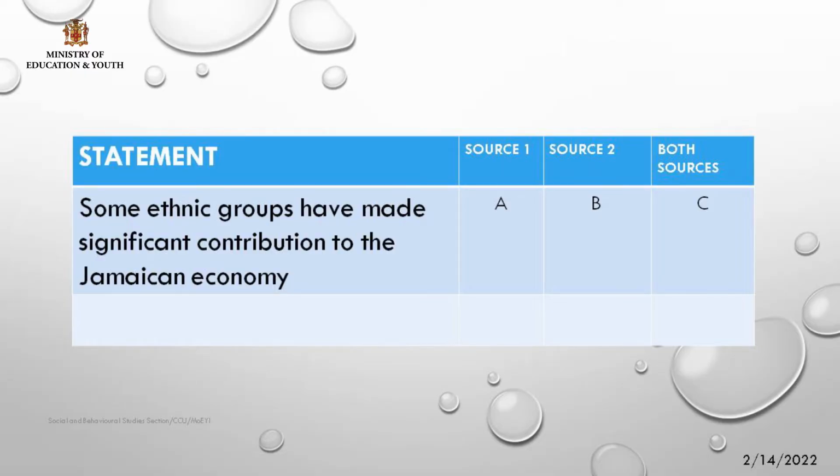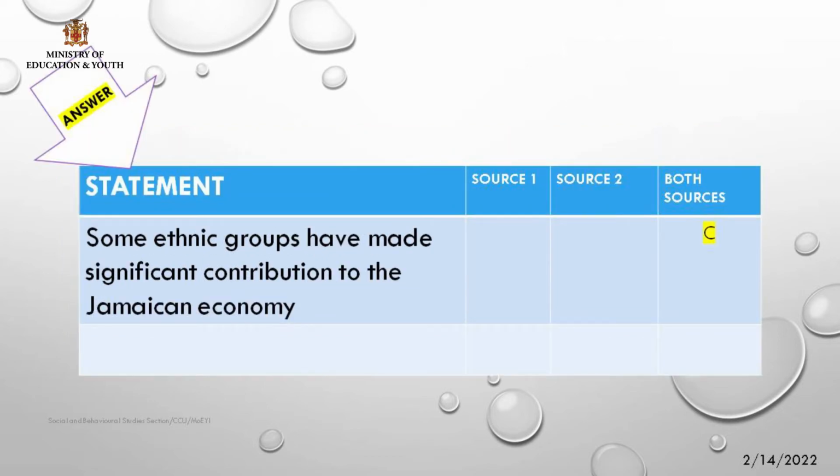The question asks, for each statement, indicate whether the information can be found in source 1, source 2, or both sources. Here are the statements. Some ethnic groups have made significant contribution to the Jamaican economy. Would it be source 1, source 2, or both sources? Your answer is C. If your answer is C, congratulations, you are indeed correct. They both made significant contribution to our Jamaican economy in the form of goods and services.